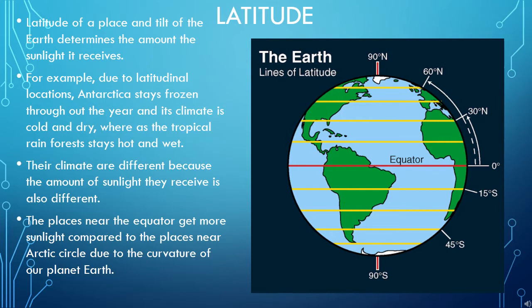Due to latitudinal location, Antarctica stays frozen throughout the year and the climate there is cold and dry. Whereas the tropical rainforest stays wet and hot, because the tropical rainforest receives the direct rays of the sun, so it is hot and humid, and due to a lot of heat it receives a lot of rain as well. Their climates are different because the amount of sunlight they receive is different. The places near the equator get more sunlight compared to the places near the Arctic Circle. That is because of the curvature of our planet Earth.